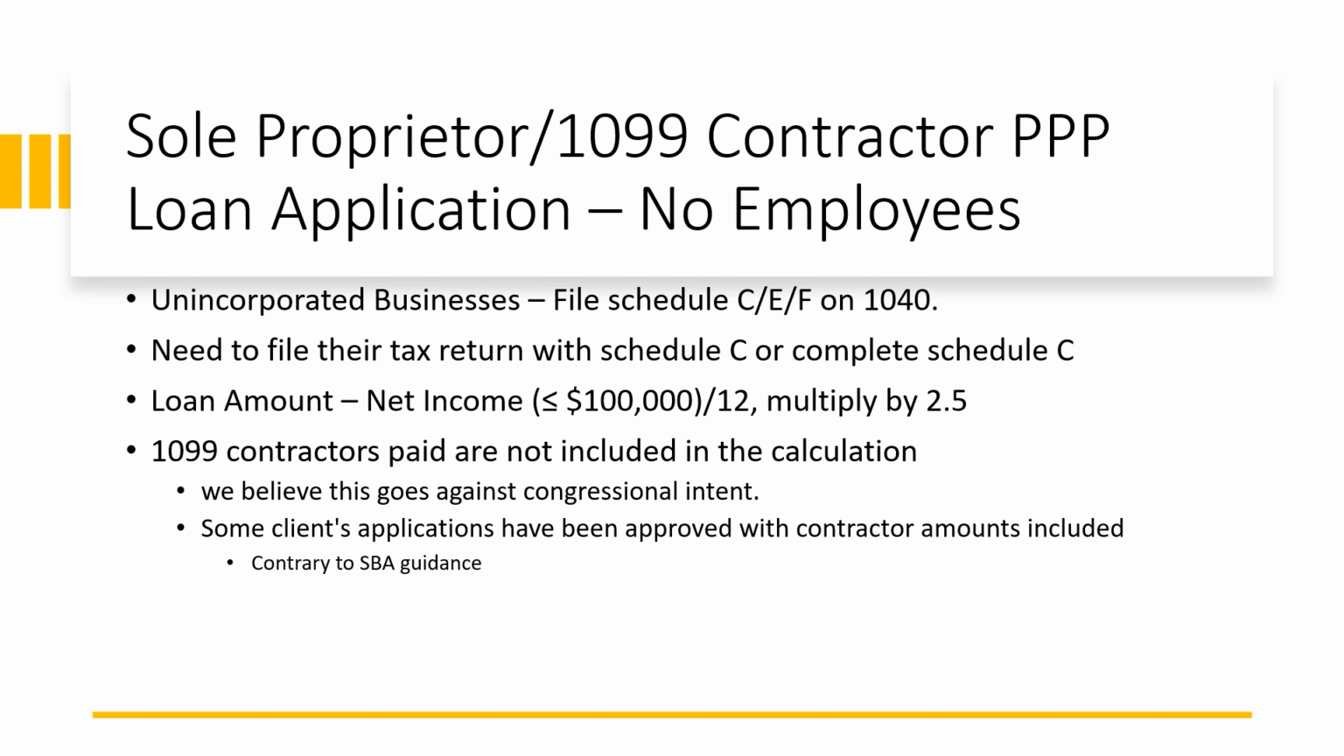1099 contractors that are paid are not to be included in the calculation. I believe this does go against congressional intent. The SBA has made it very clear that 1099 contractors are not to be included in the calculation because they can apply by themselves. Some clients' applications have been approved with those 1099 contractor amounts, but this is contrary to the SBA guidance. I hope that when loan forgiveness is applied for, that they will get the same treatment as employers that paid W-2 employees.